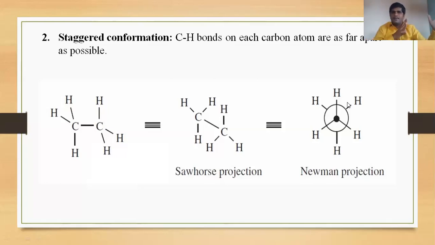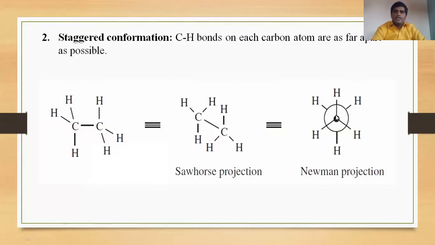One is eclipse, which means the hydrogens are closer together. In the gauche conformation, the hydrogens are far away from each other, but the angle is 60. And in the fully staggered conformation, the angle between the hydrogens is 180, which is called the staggered conformation. I hope you are understanding the concept of the eclipse, gauche, and staggered conformations.